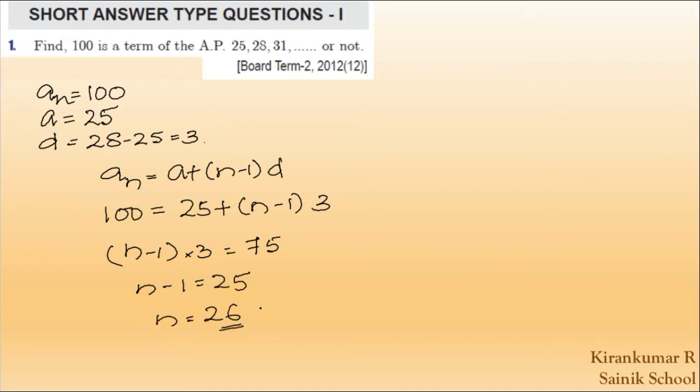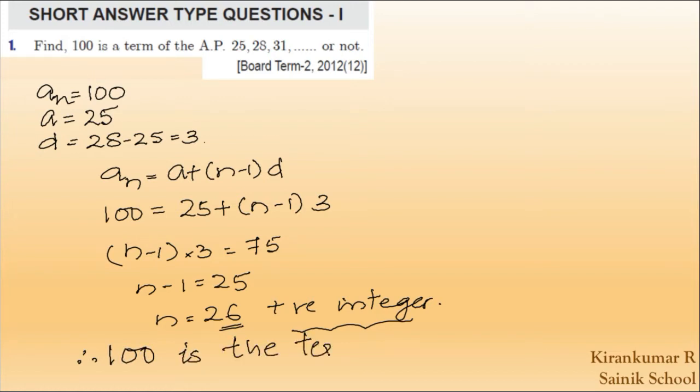This 26 is a positive integer, a whole number. Whenever the n value is a positive integer, we say that the given number 100 is a term of the given arithmetic progression.